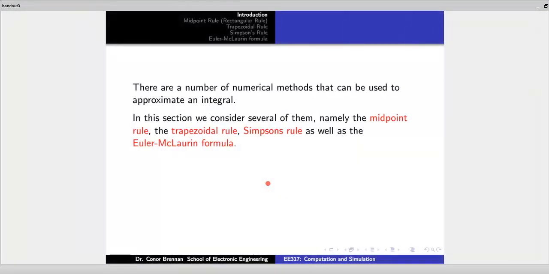There's several ways of doing that, and that's how they differ. So some of the rules we'll be using are the midpoint or rectangular rule, the trapezoidal rule, Simpson's rule, and the Euler-Maclaurin formula. So let's work our way through these. They are correspondingly more complex as you work your way through them, and they're correspondingly more accurate as you work your way through them. So let's see why that is.